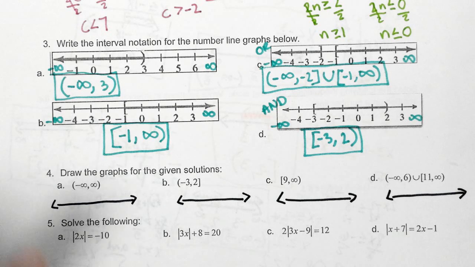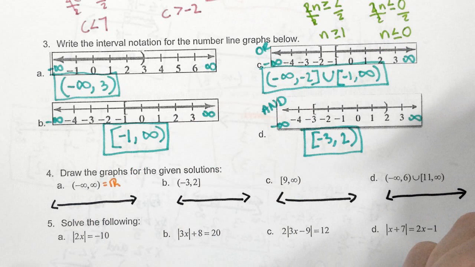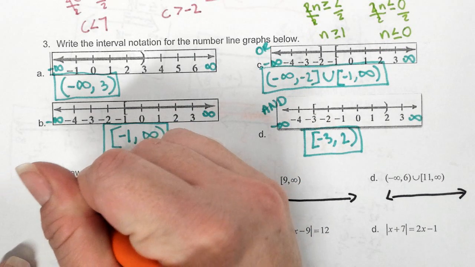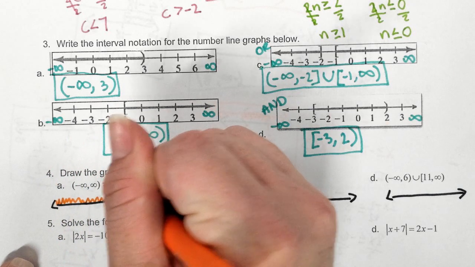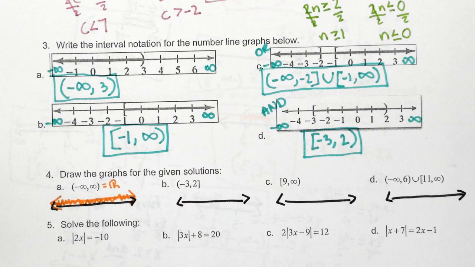Well, what does negative infinity to infinity mean? It's just another way of writing all real numbers. Remember how we wrote it both ways? So all real numbers, doesn't that mean the whole number line is shaded? The whole thing. There's no numbers on it, everything's a solution, shade the whole line. Okay, that's all real numbers.